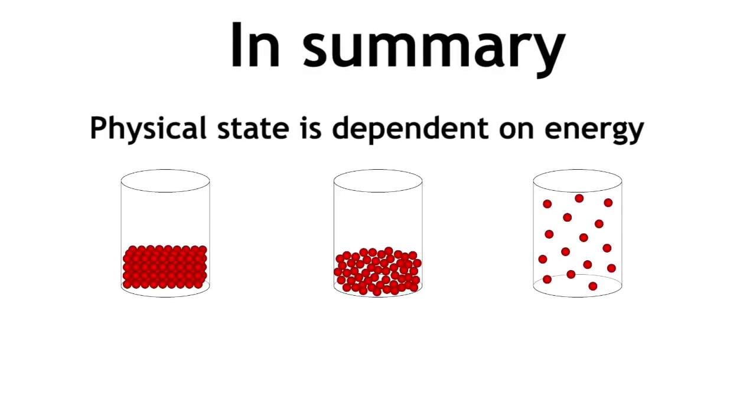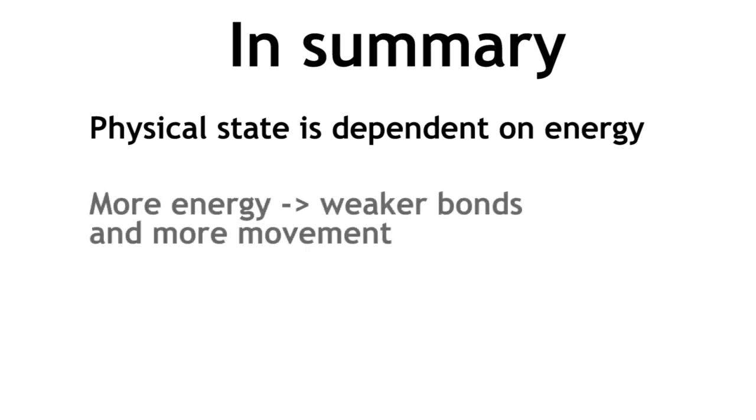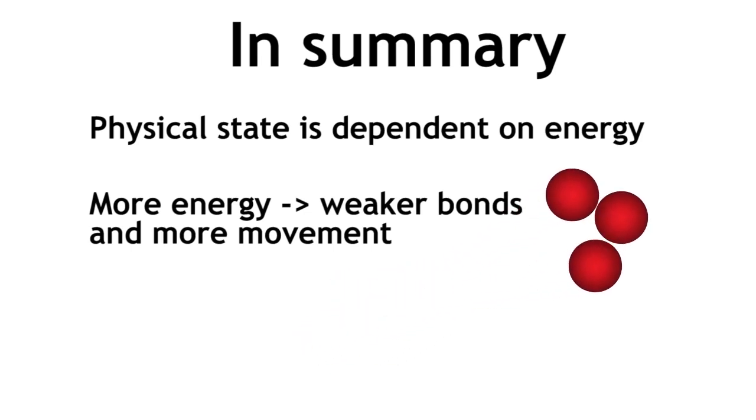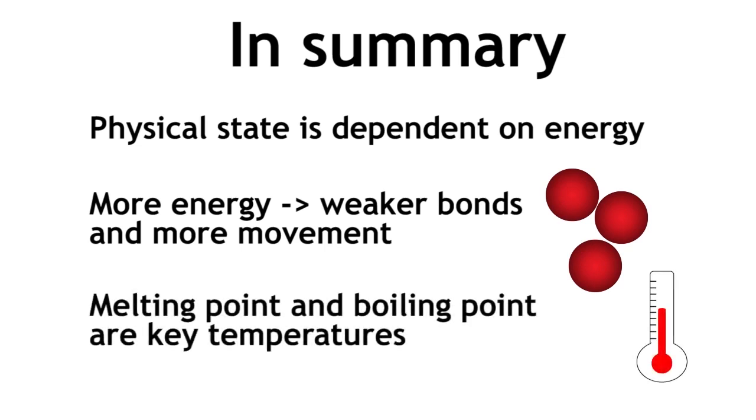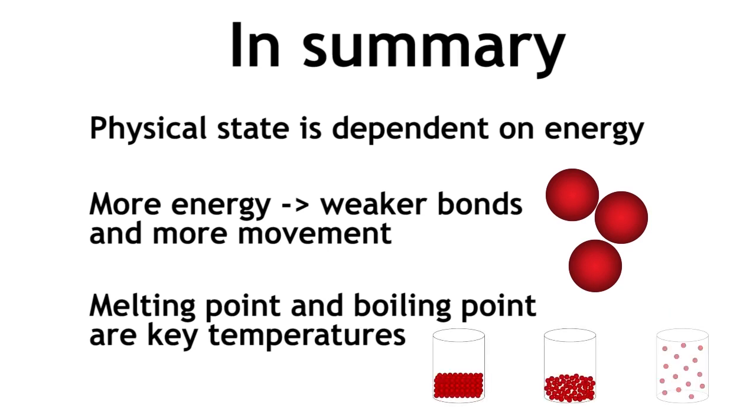So, in summary, the physical state of a material is dependent on the energy the particles that make it up have. The more energy they have, the weaker the bonds between them and the more they move about. Each material has its own melting point and boiling point. These are key temperatures where a material will change state between solid, liquid, and gas.